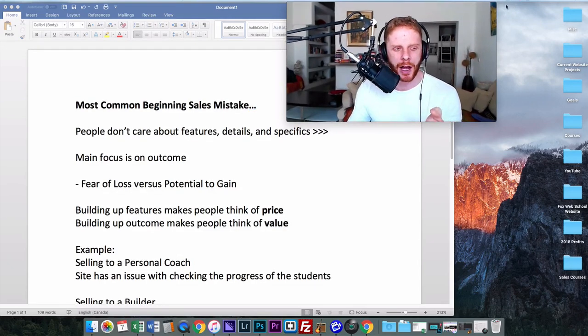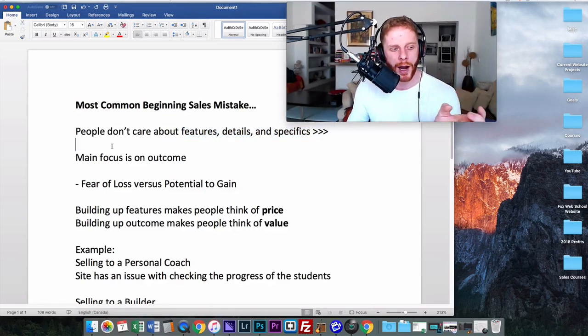All right, so kind of counterintuitively, people purchasing something don't actually care too much about the features, the details, the specifics of their product. Why this is a problem is a lot of people starting out in sales, that's where they want to focus. That's where they're most comfortable talking about. That's what they know the most about. That's what they feel the customer is going to care the most about. But unfortunately, that's not the case.